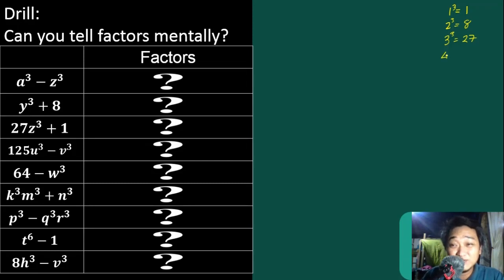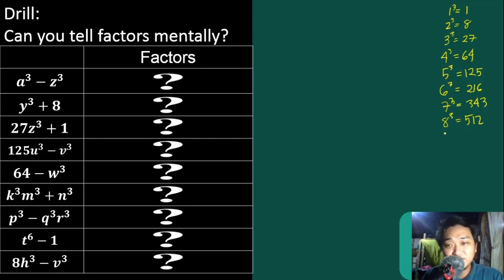And how about 4? 4 cube, that is 4 times 4 times 4, that is 64. 5 cube is the same as 125. That is 5 times 5, 25. 5, 25, that is 125. How about 6? 6 times 6 times 6, that will be 216. How about 7? 7 times 7 is 49 times another 7, that will be 343. How about 8? 8 times 8 times 8, that will be 512.